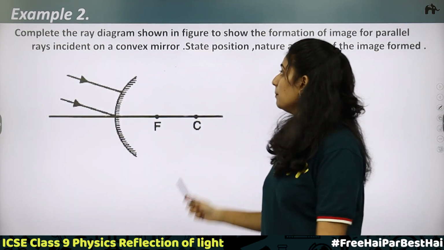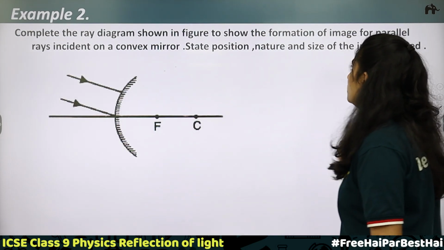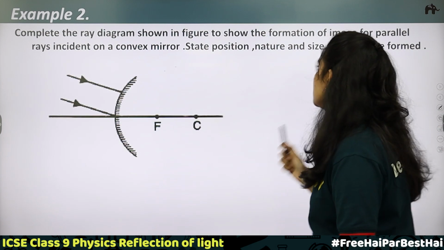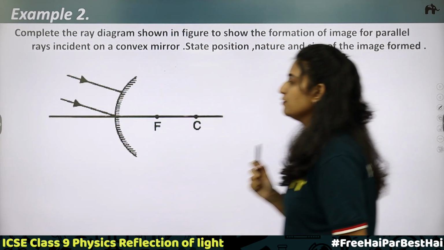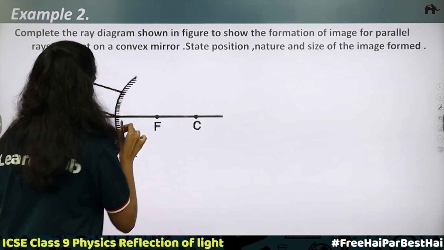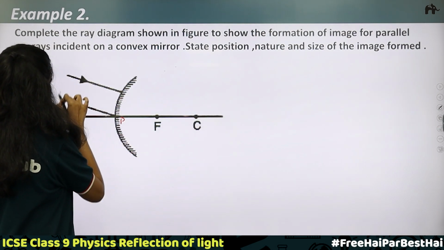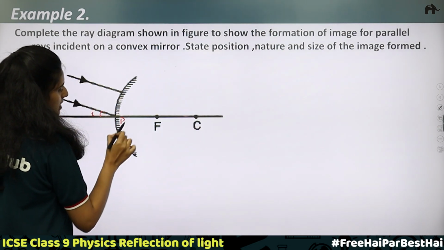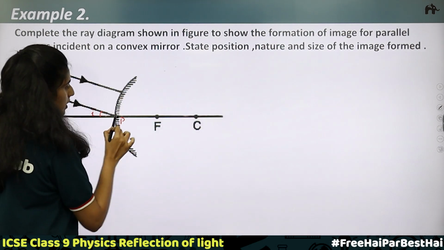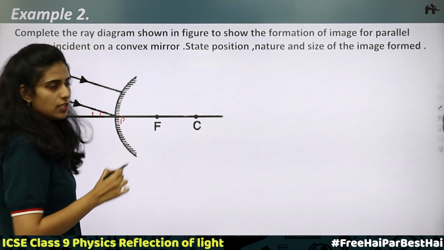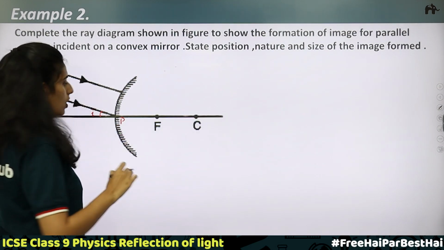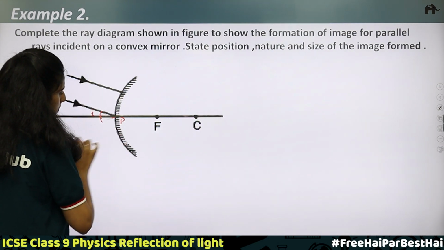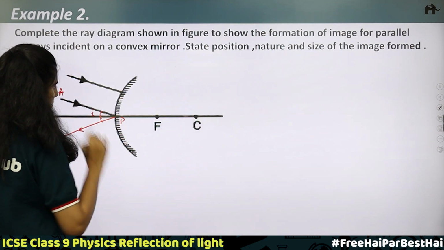Second example: complete the ray diagram shown in the figure to show the formation of image for parallel rays incident on a convex mirror. State the position, nature and size of the image formed. So here we have the light rays. This is the pole. AP is the first light ray. It makes an angle. A line passing through the point of incidence and the center of curvature is a normal. So in this case, this is the normal. The angle is made, the same angle will be made, and you can draw the reflected ray.